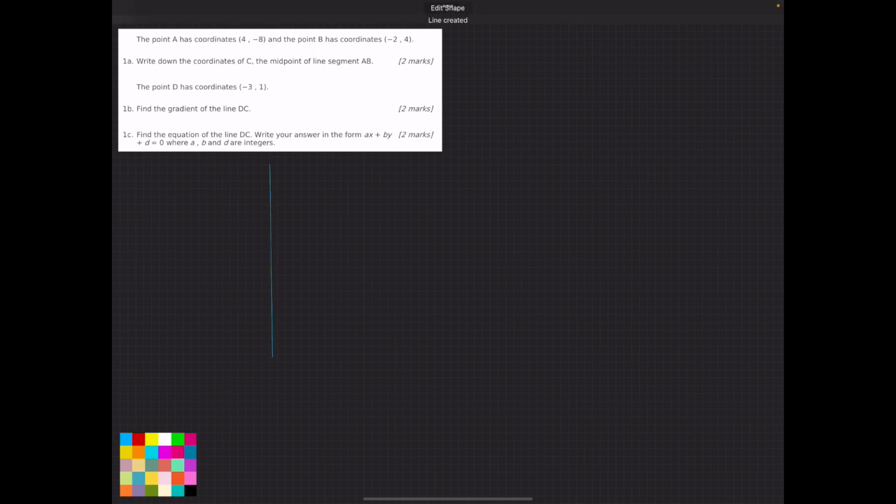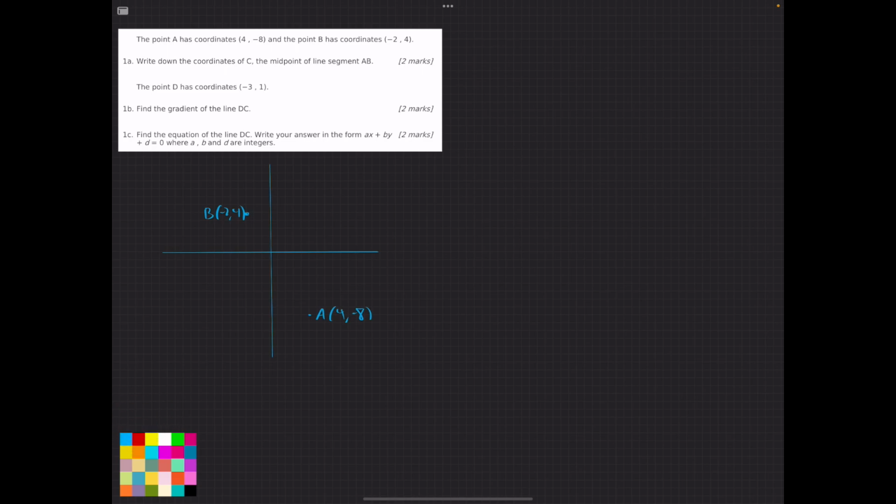So, you can always draw a coordinate grid, and just get a rough idea of what's going on here. We have point A, which is at 4, -8, and just roughly speaking, we can call it right around here. A is 4, -8, and point B is -2, 4. Again, roughly speaking, about here. B, -2, 4.